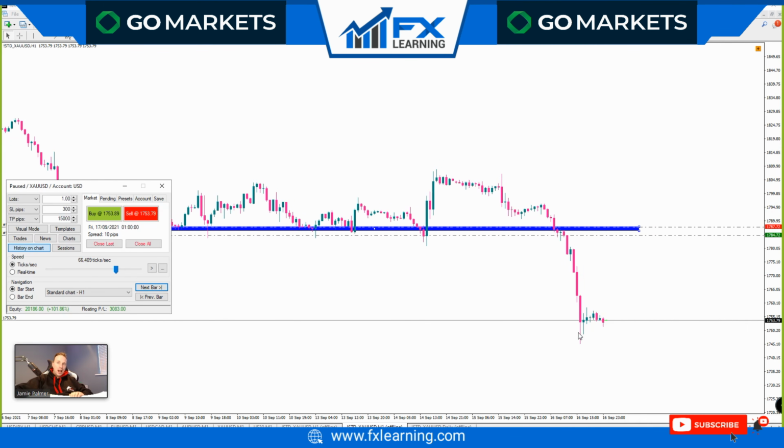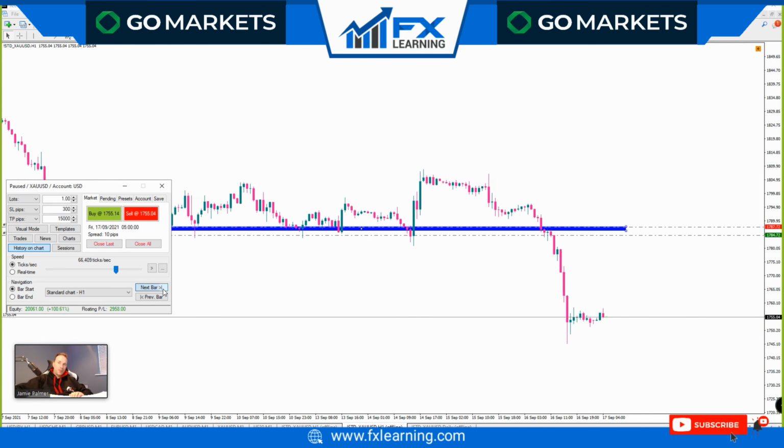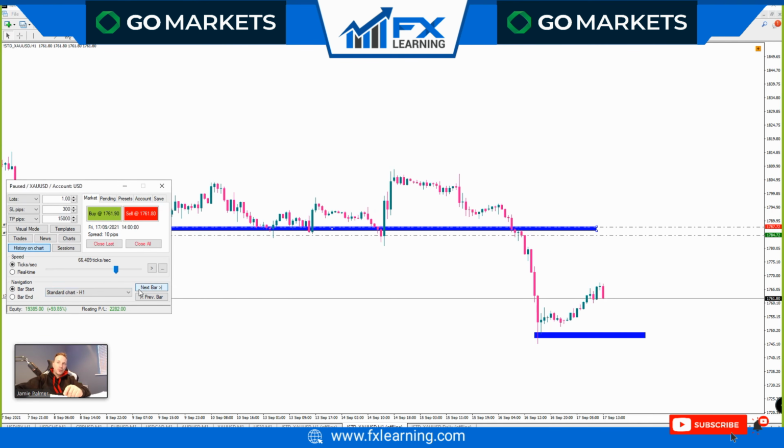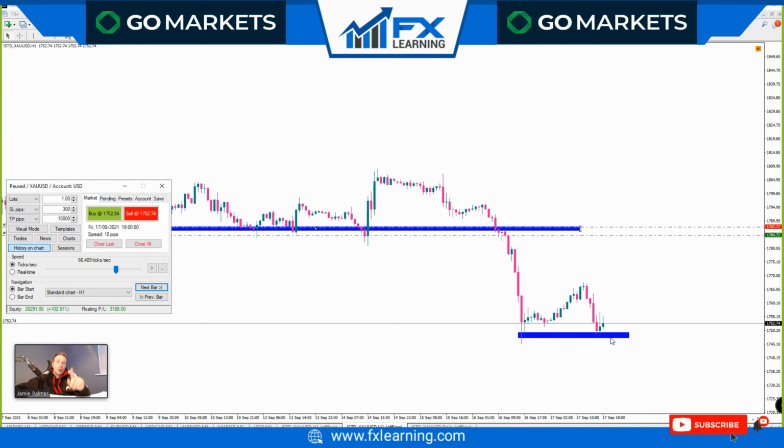So trend down. We're looking for a pullback now. Okay, there's the pullback. Do we go lower than this level here? Okay, so let's see what happens. Okay, we now touch that level. Do we go lower? That's the next question.